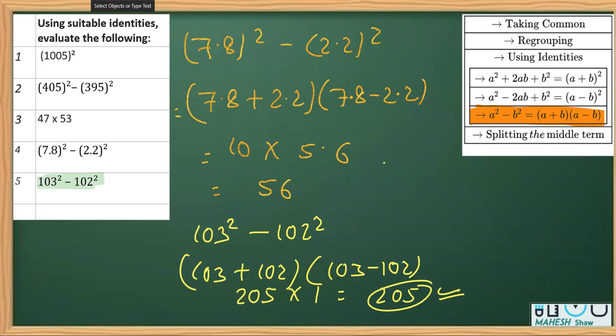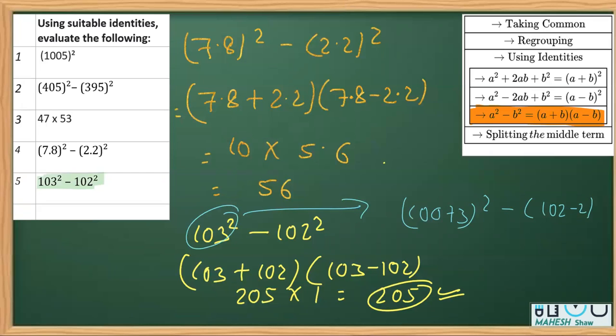Again, you need to be careful that you do not split this as 100 plus 3 whole square, and this as 100 minus 2 whole square. Even if you get the right answer at the end, it not only leads to the wastage of time, but also at times marks are deducted for not applying the suitable identity.